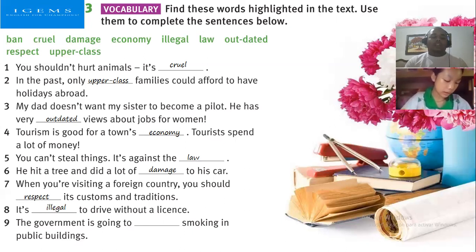Okay, number nine. Help me with this one, please. The government is going to ban smoking in public buildings. All right. Okay, let's continue.